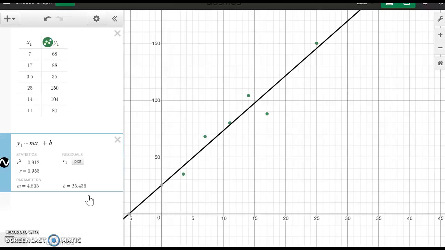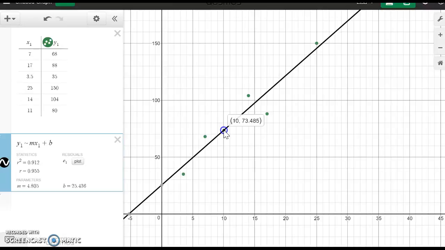So if she is traveling 30 miles, we can estimate that it would take her 169 minutes to accomplish that ride. That would be an extrapolation because we are making a guess according to a trend line that is outside the set of data. If we wanted to use the same trend line to figure out how long it might possibly take her to travel 10 miles, that would be considered an interpolation. It is an educated guess within the set of data, in between the data points.